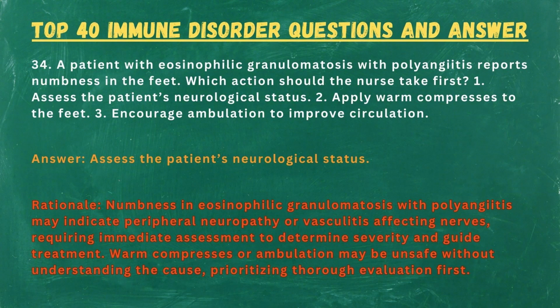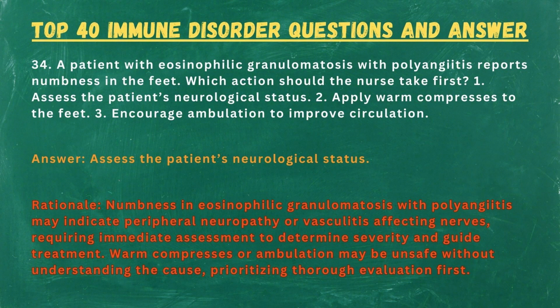Which action should the nurse take first? 1. Assess the patient's neurological status. 2. Apply warm compresses to the feet. 3. Encourage ambulation to improve circulation. Answer: assess the patient's neurological status.